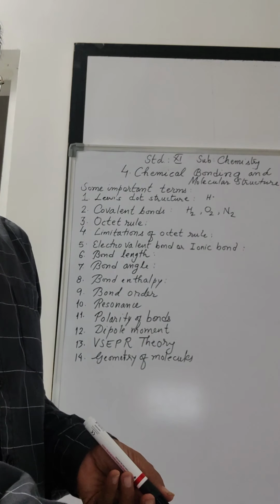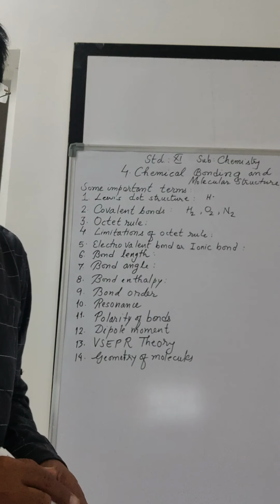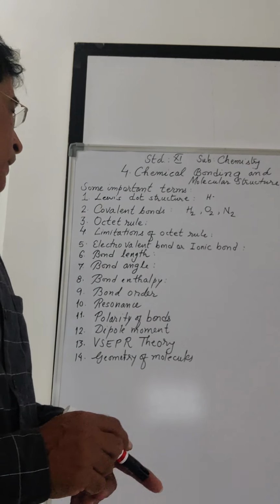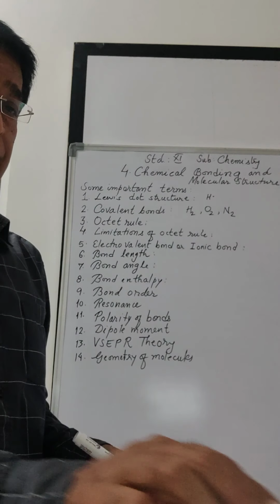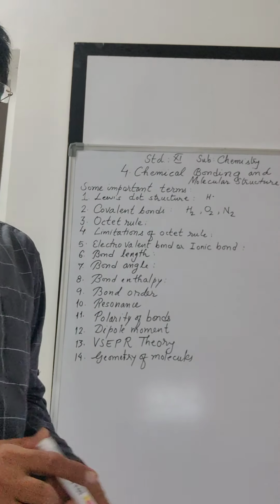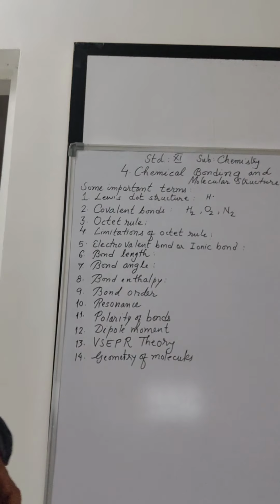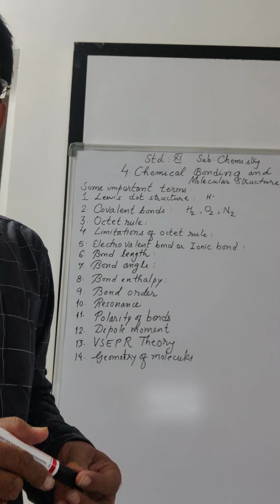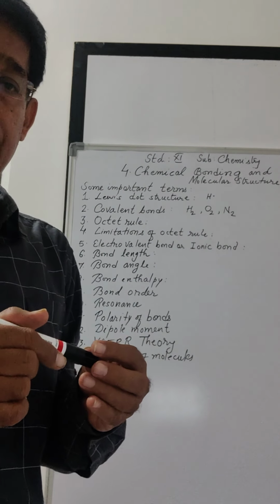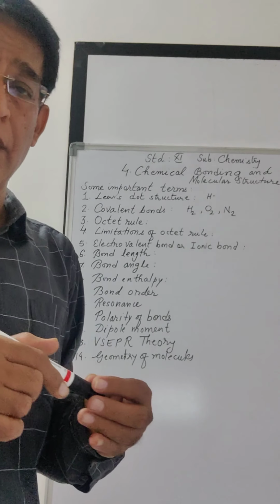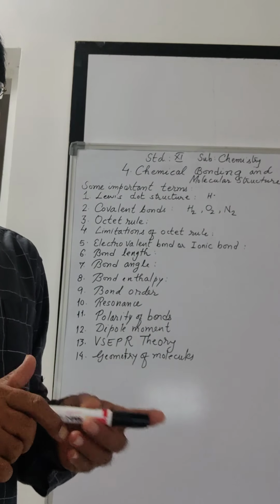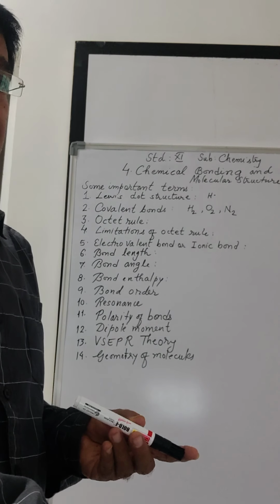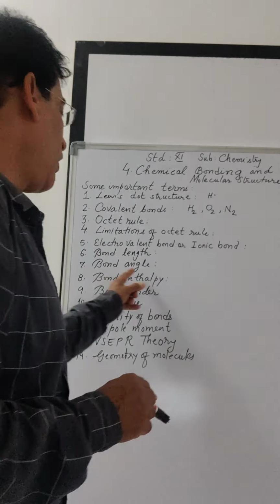Next topic, bond length. Bond length is defined as the equilibrium distance between the nuclei of two bonded atoms in a molecule. Bond angle.